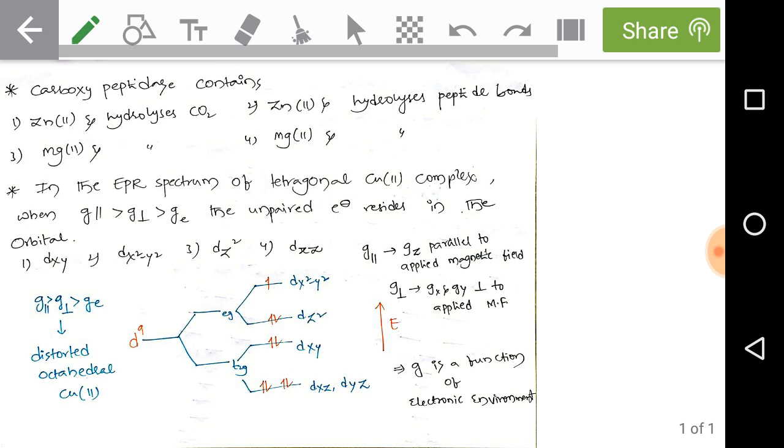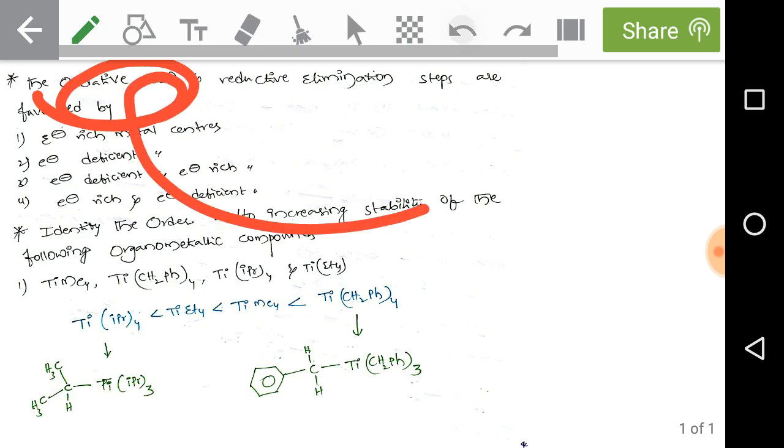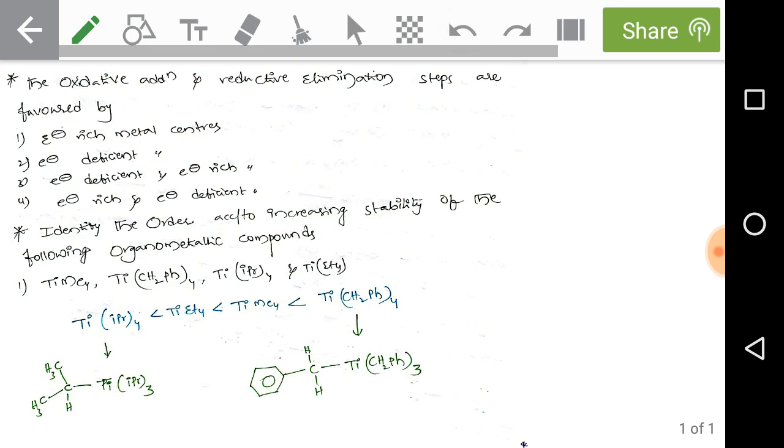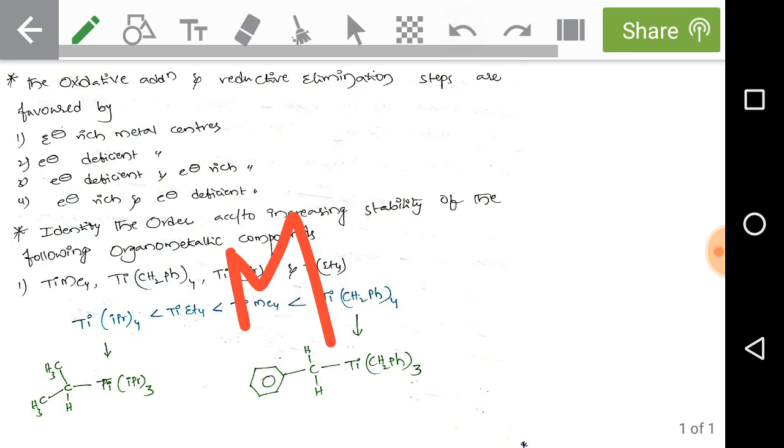Okay, right. And next one, the oxidative addition and reductive elimination steps are favored by. So what is oxidative addition? The name itself says that the oxidation of the metal takes place. To get oxidation, the metal should have more electrons, that means the metal should be electron rich, for oxidative addition.